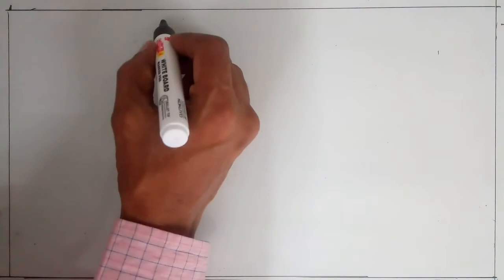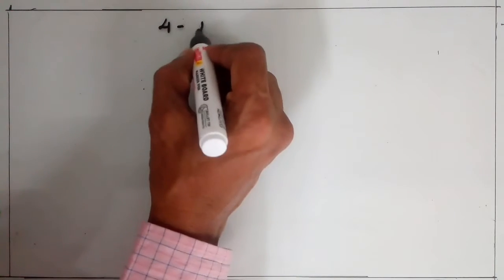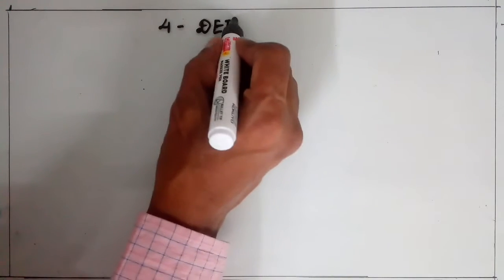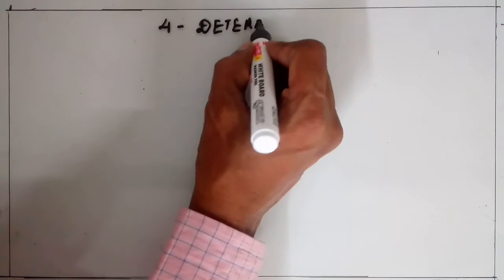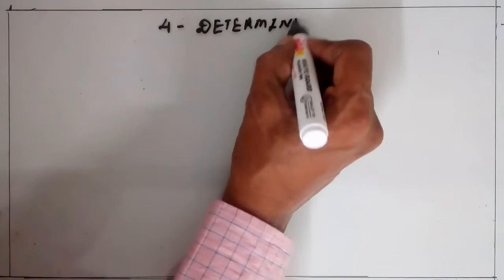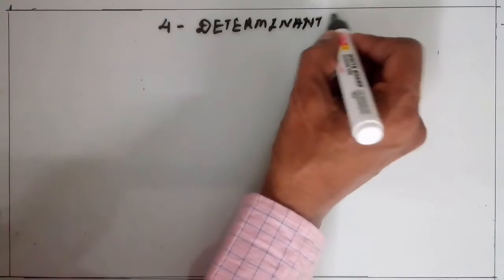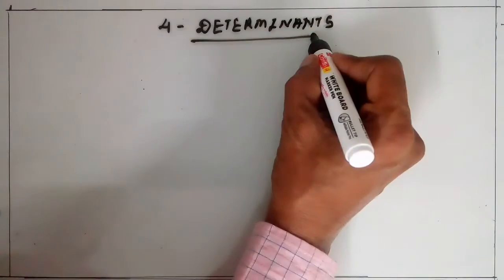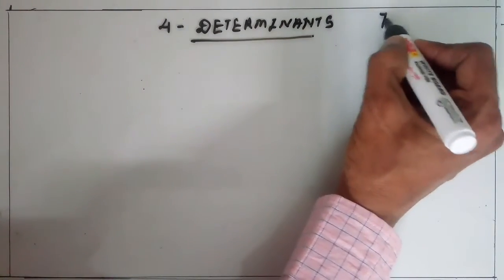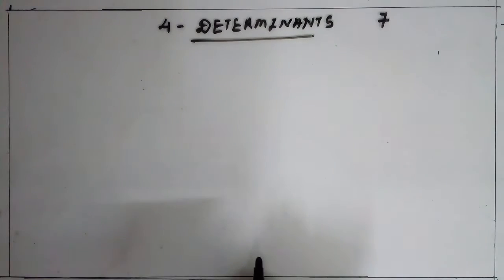Friends, last time we completed chapter number 3. Now here we start a new chapter, chapter number 4, determinants. So remember this here, determinants. Weightage of this chapter is 7. Remember this, what is a determinant?